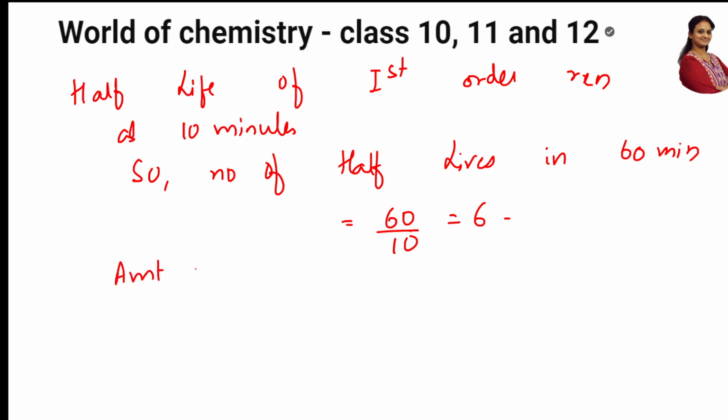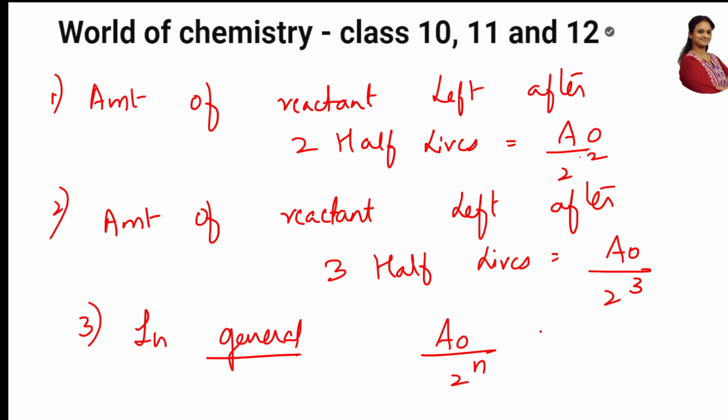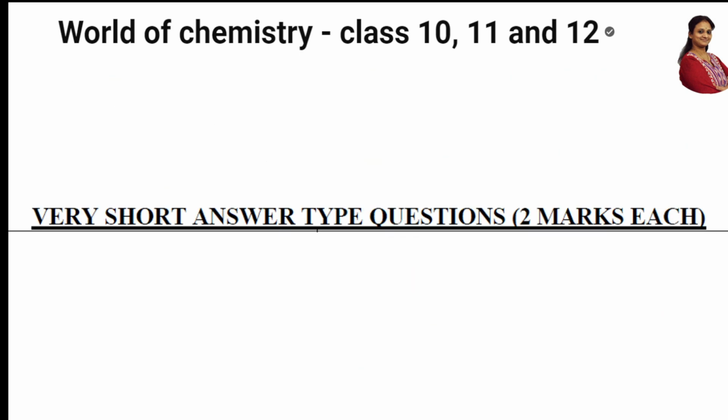So the amount of reactant left after 6 half-lives is equal to A naught divided by 2 raised to the power of 6. Just like this. See here. 2 half-lives means A naught by 2 square. 3 half-lives means A naught by 2 cube. Like that only. A naught by 2 raised to the power of 6. So how much is this, students? Nothing but 64. That means after 6 half-lives, the fraction of the reactant left will be 1 by 64 of the initial concentration.